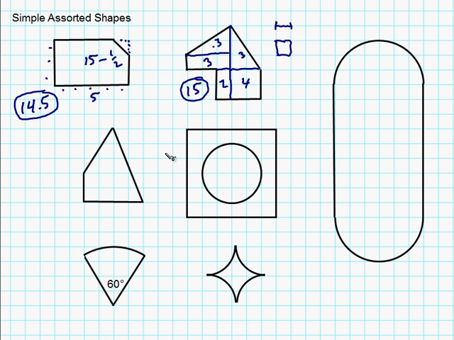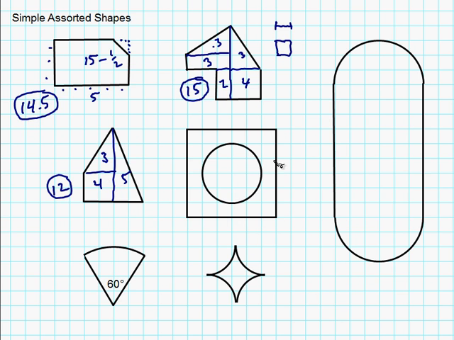Okay. How about this one? Again, if I go across here, I'm going to wind up not knowing exactly the dimension. But if I come down this way, I have 2 by 1, 2, 3, 4, 5. 2 times 5 is 10. Half of that is 5. And here is 2 by 2 is 4. 2 by 3 is 6. Half of that is 3. 5 and 4 is 9, and 3 is 12.